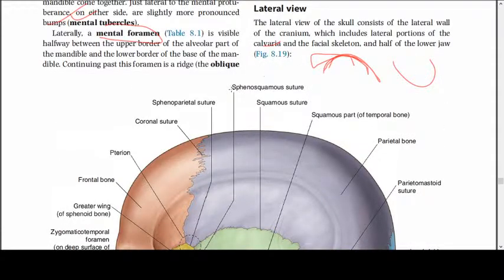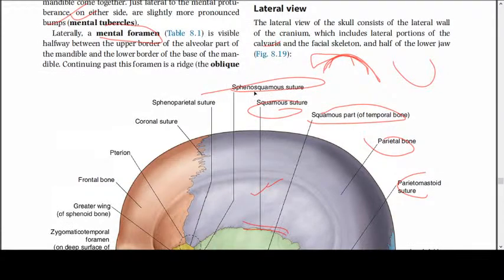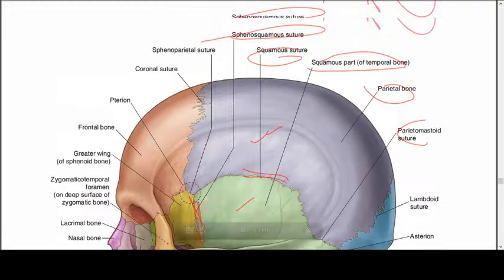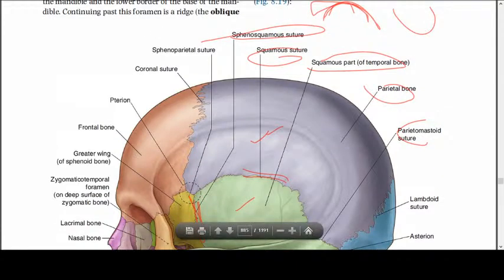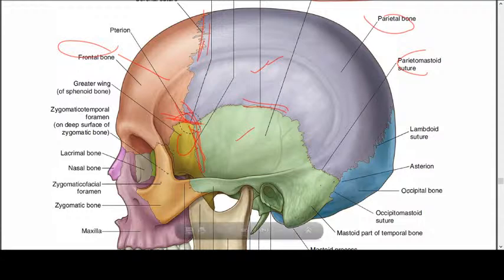So let's see the sutures: the squamous suture, the sphenoid suture. This is the temporal bone, this is the parietal bone, and this is the squamous suture right here. And this is the sphenoid suture. Coronal suture, and the pterion. This particular point is called pterion. This is the frontal bone. Where is the greater wing? This is the greater wing.